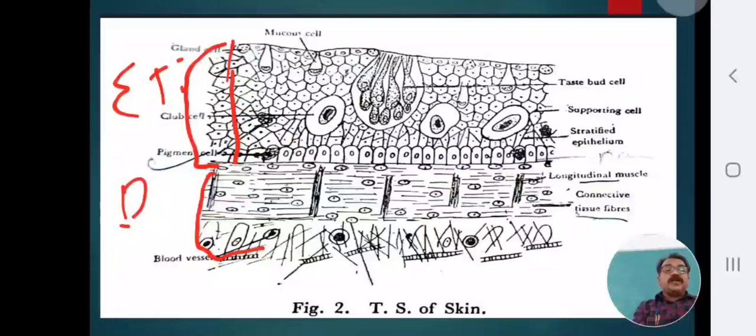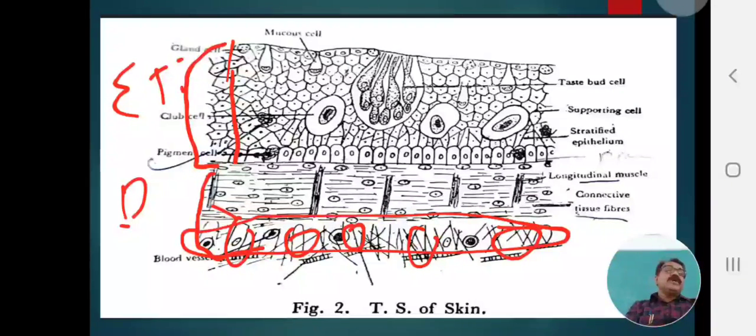In the stratum compactum, longitudinal fibers are present, and these fibers, blood vessels and nerve fibers, are present. It is found in this figure, the same structure is present. This is one cell layer and this is the other, a longitudinal muscle layer with connective tissue fibers.